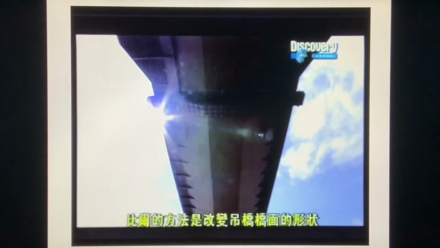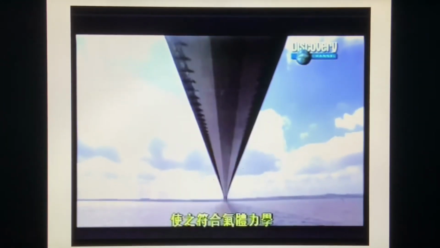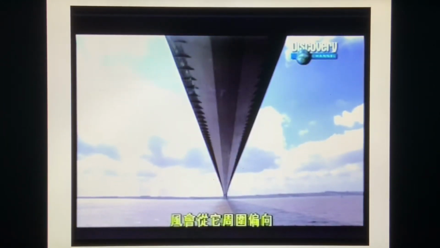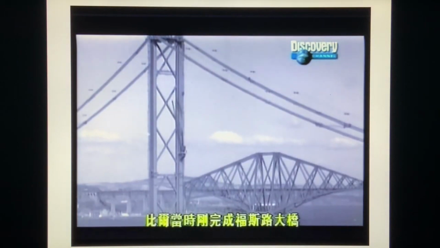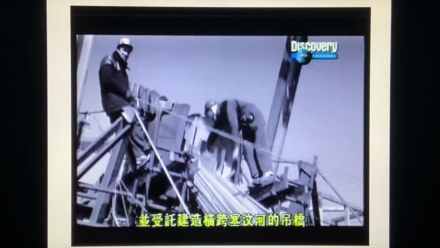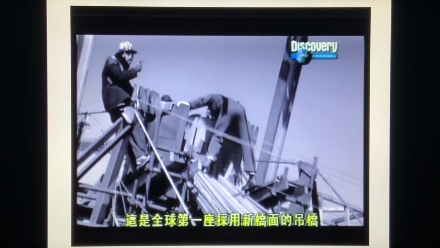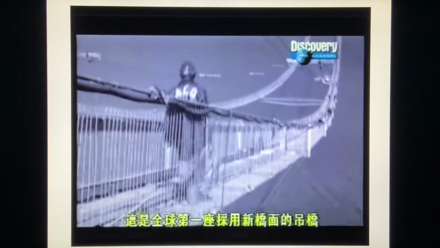Bill came up with the idea of reshaping the deck of the suspension bridge to make it aerodynamic. The wind is deflected around it, and the deck flies in the wind. Bill had just finished the Fourth Road Bridge and had won the commission to build a crossing over the River Severn. This would be the first bridge in the world to have this new deck. But first, he had to test it.